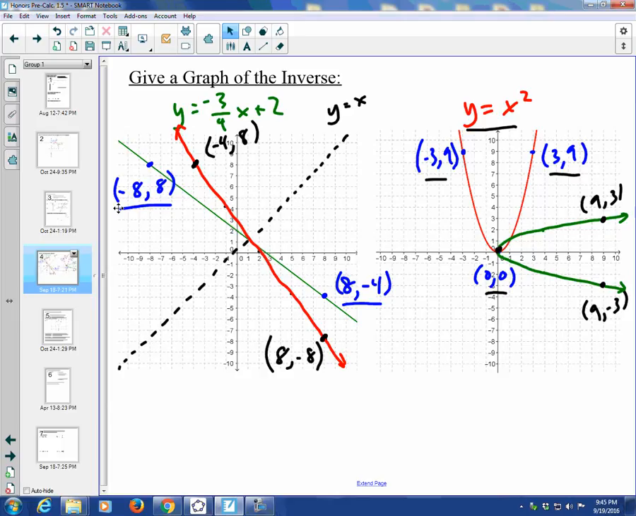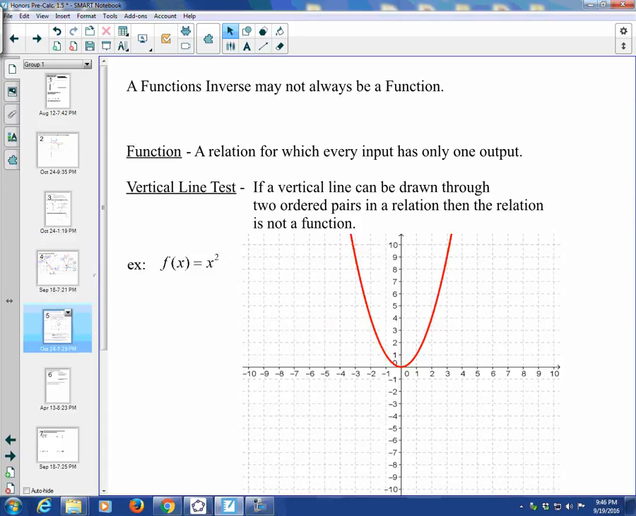Now, in general, what we can say is that clearly the inverse for our parabola is not a function, since for the input of 9, we're seeing two outputs: a positive 3 and a negative 3. The graph of the inverse of our linear function is a function, but we're not seeing that same relationship for the inverse of our parabola. That leads us to the conclusion that a function's inverse may not always be a function.